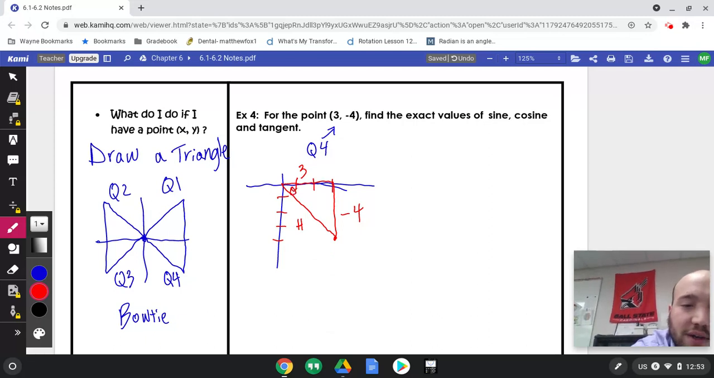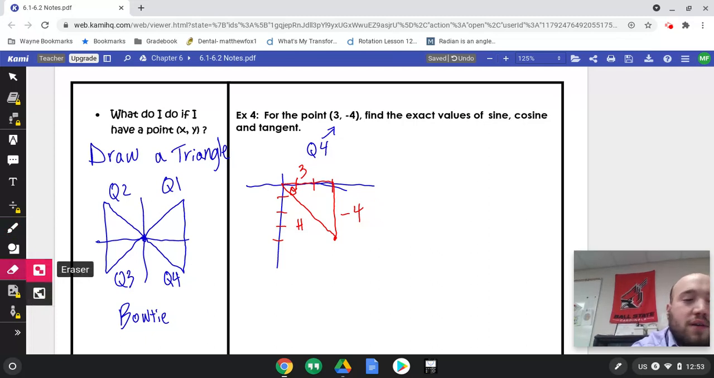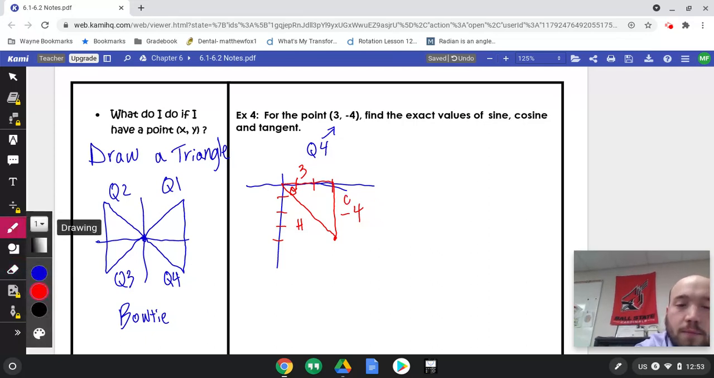Theta is always going to be up here by the origin. So this side is our O. Let me put that up here. And this side is my adjacent side.